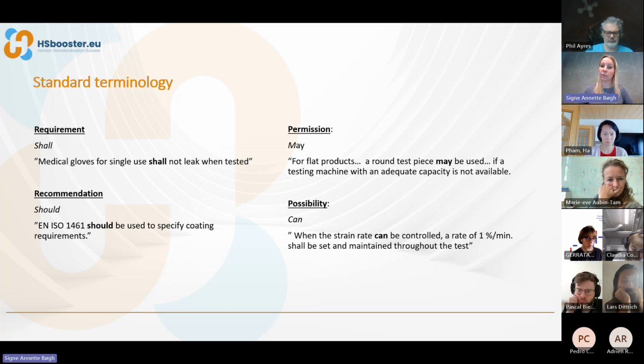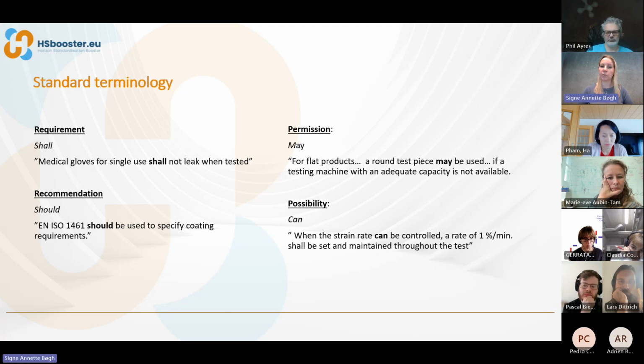Then we have something that could be a recommendation. Then it'll say should. Here we have this standard should be used to specify coding requirements. So this is only a recommendation. You can also encounter the word may in a standard. This will be what we call a permission. An example here is for flat products, a round test piece may be used if a testing machine with an adequate capacity is not available.